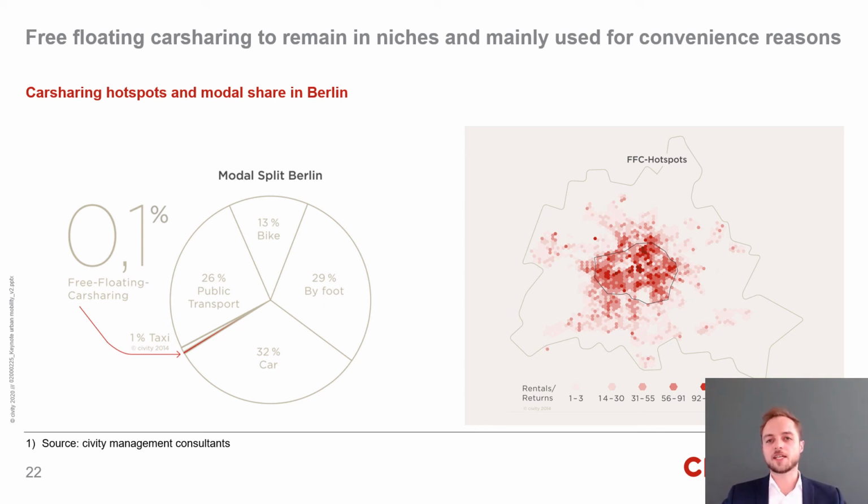And if we take a look at the distribution time-wise, we would see that the peak of the rentals is in the after-work hours or on weekends. So we assume that those services are usually used for convenience reasons, and their overall relevance for mobility is limited to a very small part.